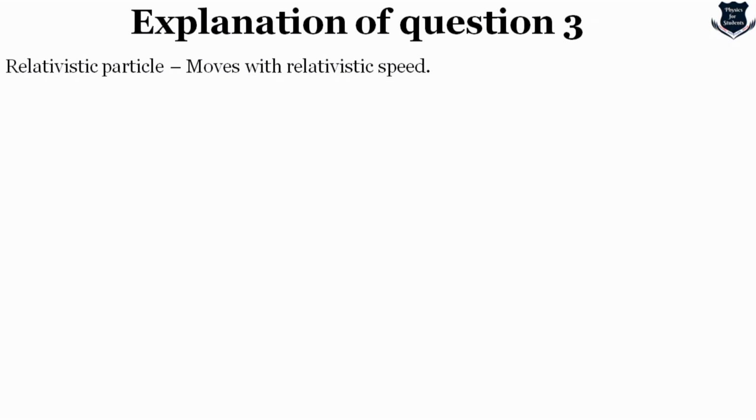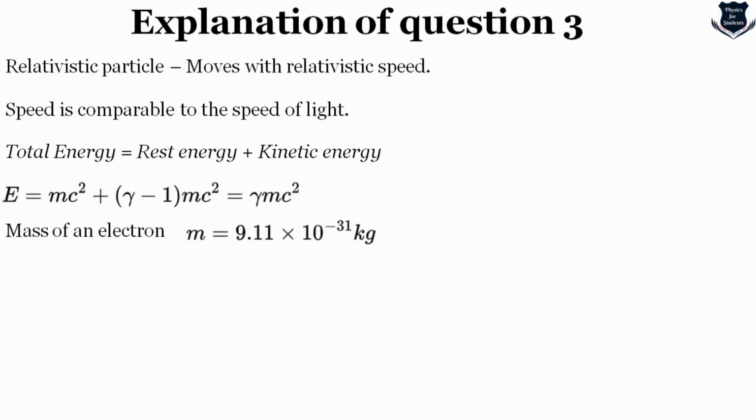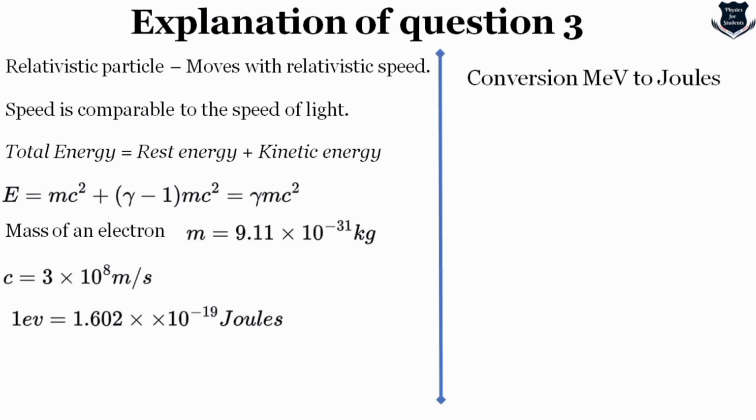A relativistic particle is something which moves with relativistic speed, comparable to the speed of light. We know that the total energy is equal to rest energy plus kinetic energy, and this is the equation which gives that. And we know the mass of an electron is this, the speed of light is this, and 1 electron volt equals this amount of joules. Now we need to do a little bit of conversion here, because we need to convert from mega electron volts to joules, since that is the fundamental unit.